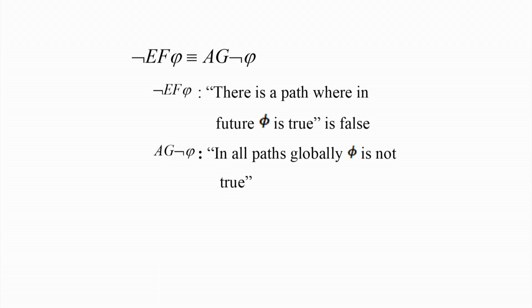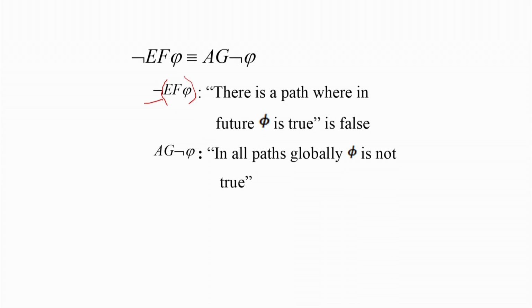Okay. Another one, now it is the reverse, you can correlate. The second equivalent formula is not of E F phi is equivalent to A G not of phi. So, not of E F phi, what does it mean? There is a path where in future phi is true, and this is false, because this negation is there. So, we are talking about the formula E F phi and this is its negation. So, there is a path where in future phi is true is basically false. The exact meaning of this formula is telling that.